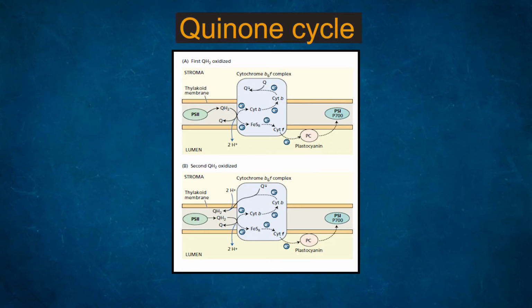Now, we had seen earlier that photosystem 2 produces two molecules of PQH2. So, during the quinone cycle, one molecule of PQH2 produces 4H+ ions translocation. So, two molecules of PQH2 will produce 8H+ ions, or translocation of 8 protons from the stroma into the lumen. This will produce a protonmotive force and this will help in the synthesis of ATP.